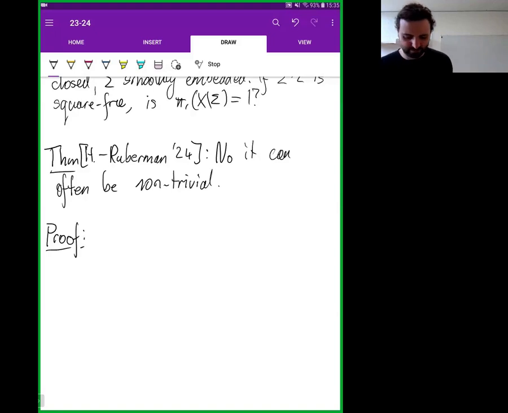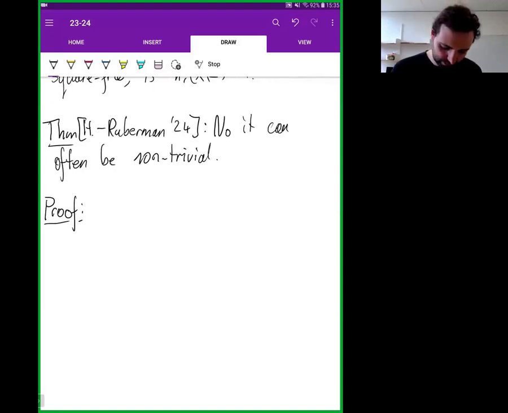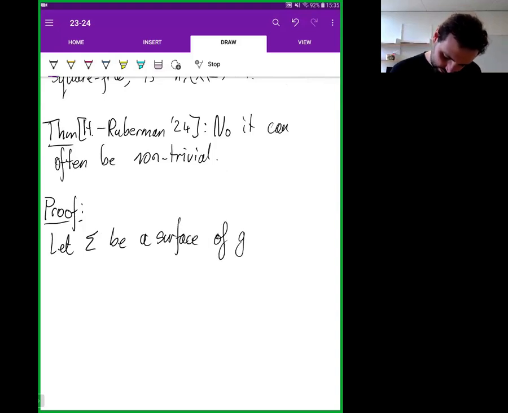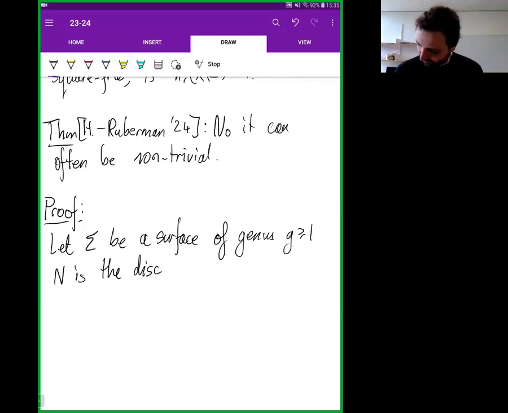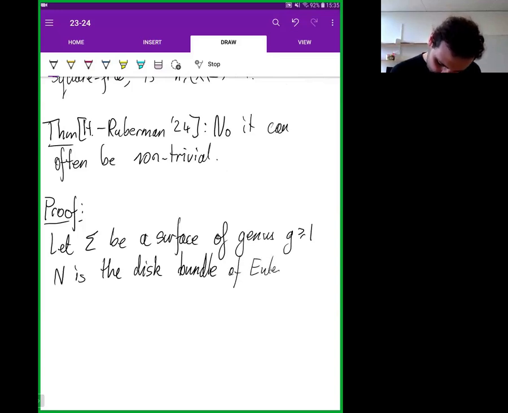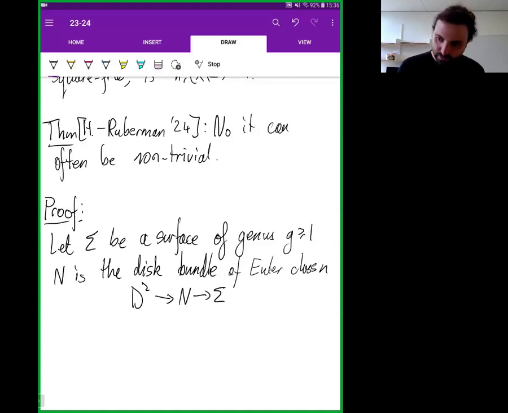or construction, I guess. To start with, I'm going to establish a bit of notation. We're going to let sigma be a surface of genus g. I guess we want g at least one. N is the disk bundle, the disk bundle of Euler class n. So we have some D2, we've got N, and then we have our surface.